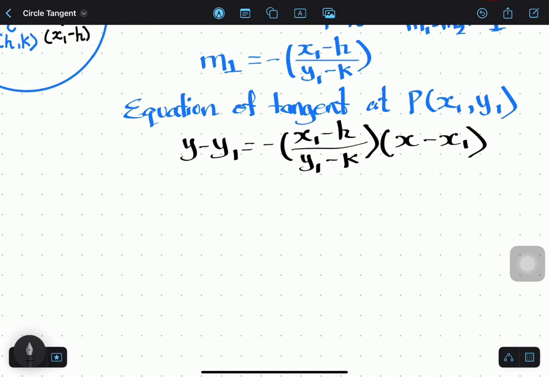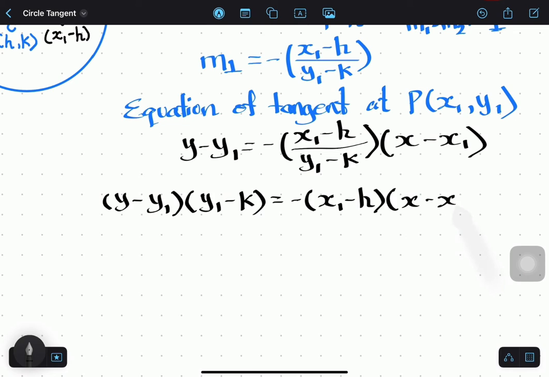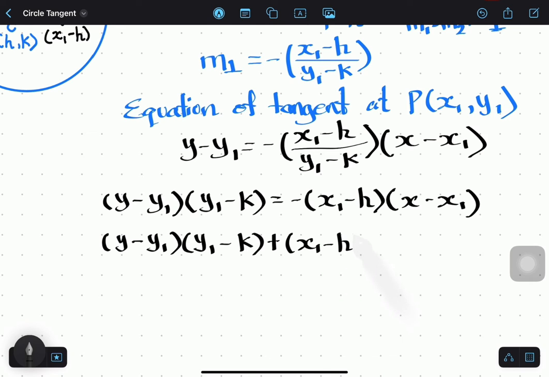From there, I bring the numerator up. So y minus y1 times y1 minus k is equal to negative x1 minus h times x minus x1. The main idea is to find the equation of the tangent line on a circle tangent. So let me prove it to you by algebra. I rewrite this equation, bring all the terms on the right side over to the left, and equate to 0.